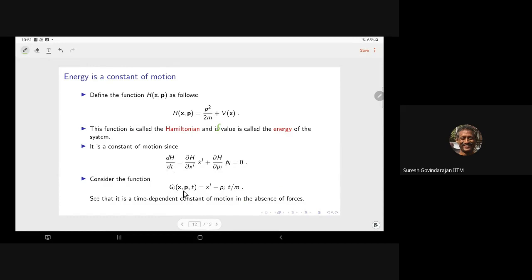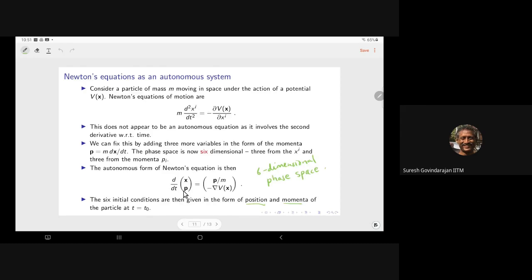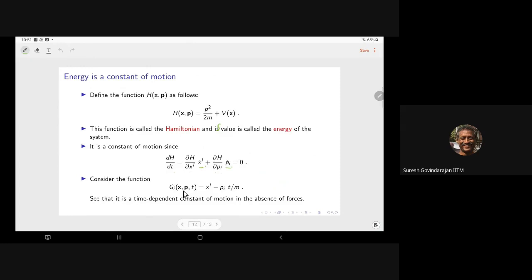How? We just go ahead and do what we did before. dH by dt is the partial derivative of H with respect to x_i times x_i dot, plus the partial derivative with respect to p_i times p_i dot. Then you can check what happens. We know these two: if you go back one page, dx by dt is p upon m and dp by dt is minus gradient of V. So you plug that in, you will get 0. So energy is a constant of motion. The Hamiltonian is a constant of motion, and the value it takes for a trajectory is called energy.